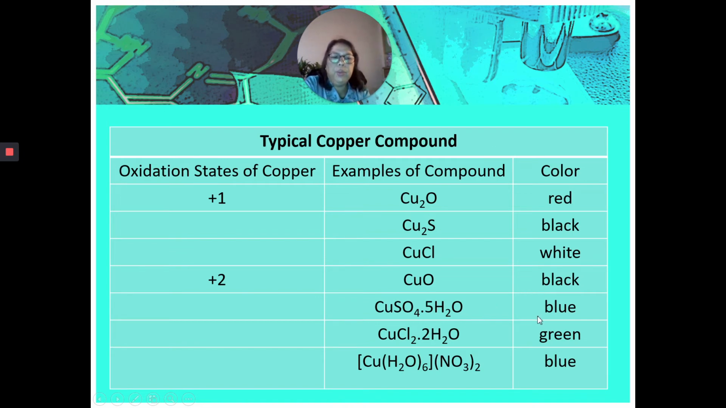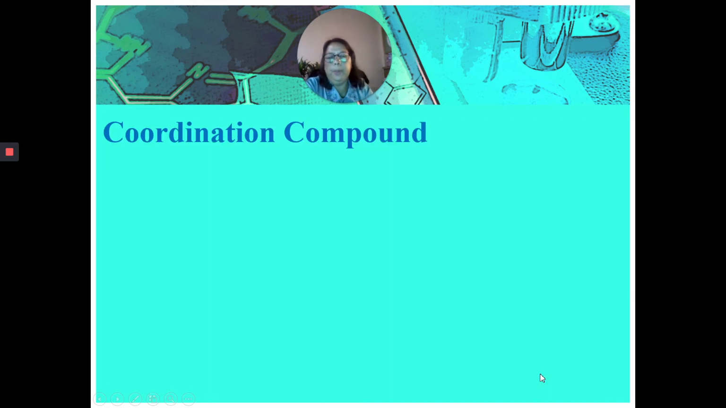In its sulfate form, blue. Copper plus 2 with halides, green, with nitrates, copper plus 2 is blue.